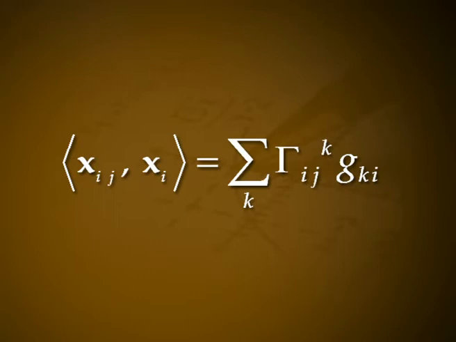From equation 8, we obtain ⟨x_ij, x_l⟩ = Σ over k of Γ_ij^k g_kl.